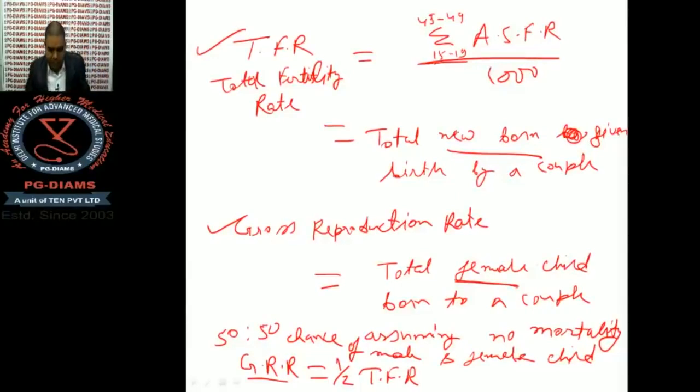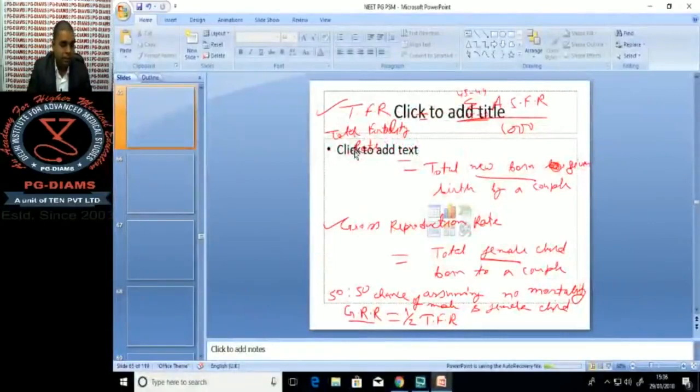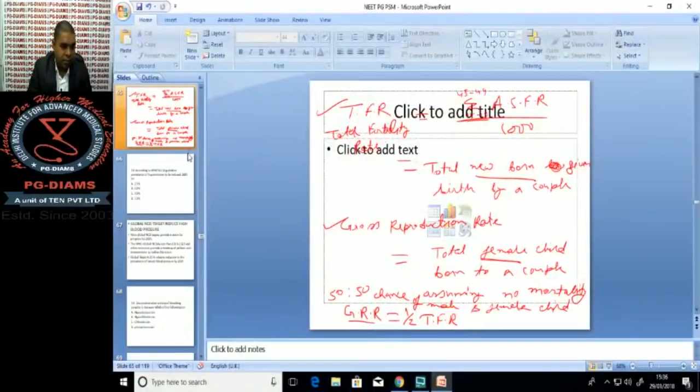Okay. I will explain it to you further with one example in the next page. Let us add one more slide to it so that I can explain net reproduction rate as well before explaining it in combination with each other.